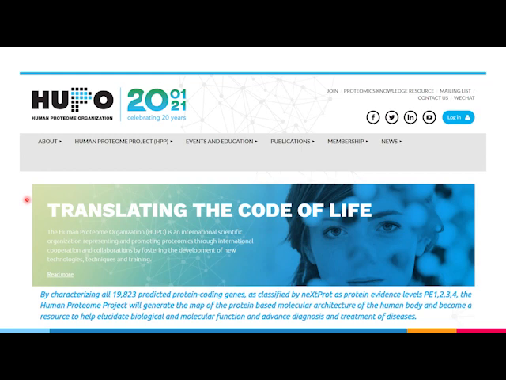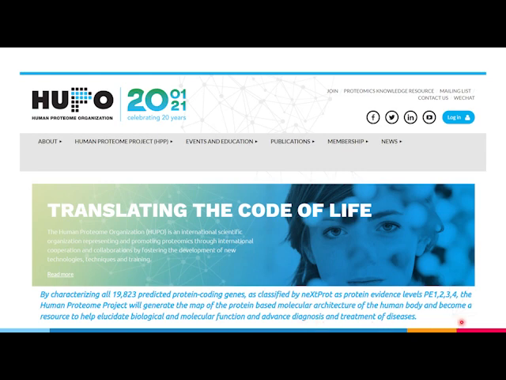look at the solution slide. This is an image from the HUPO, Human Proteome Organization website, and this is essentially what the aim of this entire project is. What HUPO wants is to characterize all 19,823 predicted protein coding genes and generate a protein-based molecular architecture of the human body and become a resource to elucidate biological and molecular function, advanced diagnosis, and treatment of diseases.